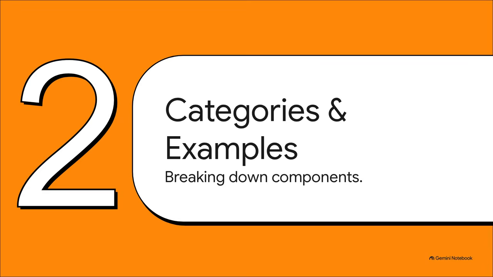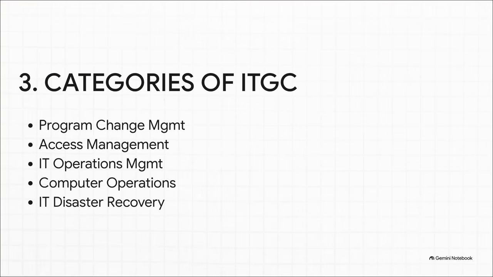Now for Section 2, Categories and Key Control Examples, breaking down the components. Let's see exactly how these controls are grouped. So, Heading 3, Categories of ITGC, lists 5 main buckets: program change, access, IT ops, computer ops, and disaster recovery. Below that, Heading 4, Components Covered, outlines 8 key pieces: policies and procedures, organization and governance, security management, system software, hardware, network, database, and physical security.